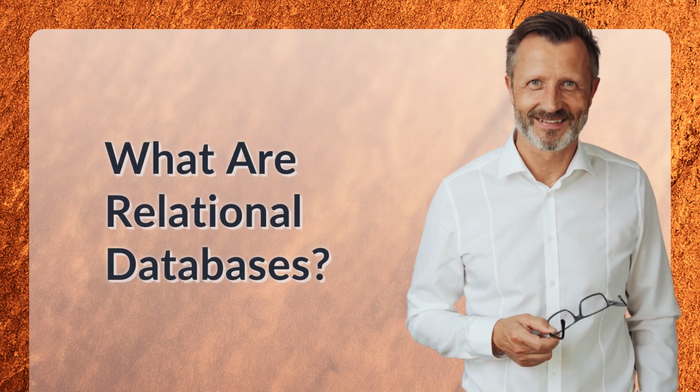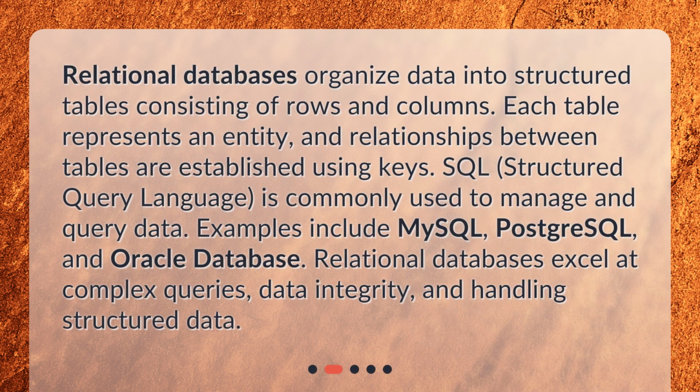What are relational databases? Relational databases organize data into structured tables consisting of rows and columns. Each table represents an entity, and relationships between tables are established using keys. SQL, structured query language, is commonly used to manage and query data. Examples include MySQL, PostgreSQL, and Oracle Database. Relational databases excel at complex queries, data integrity, and handling structured data.